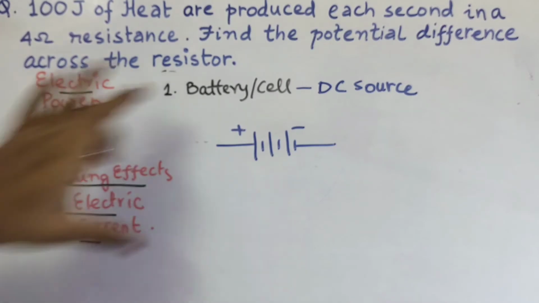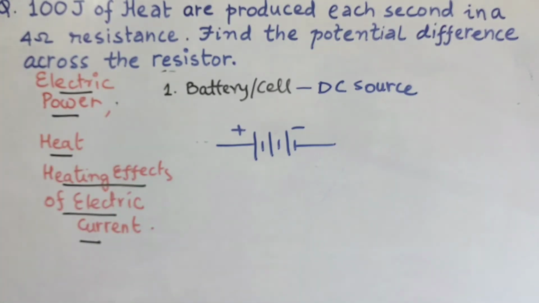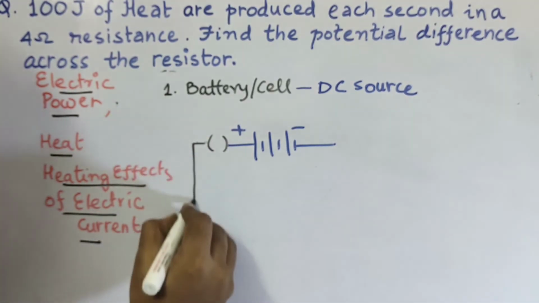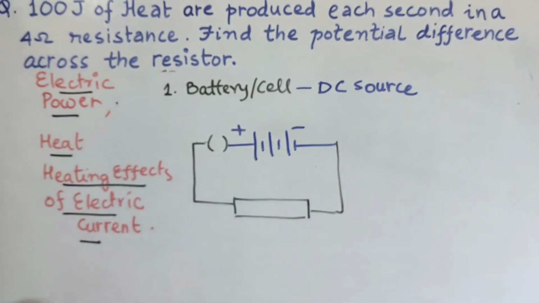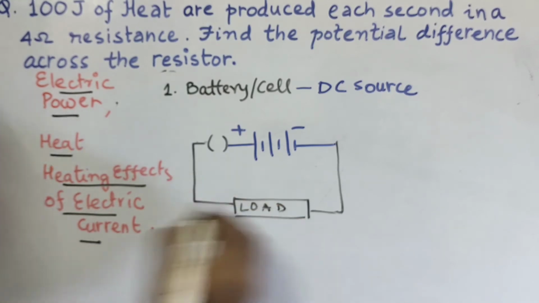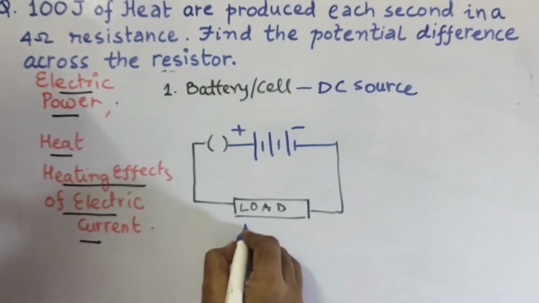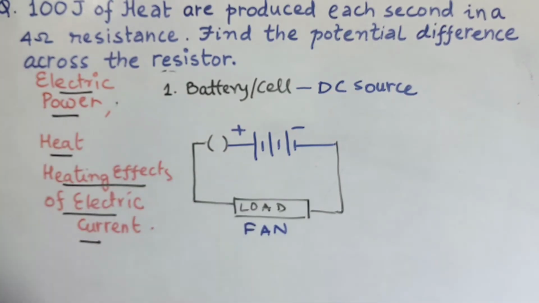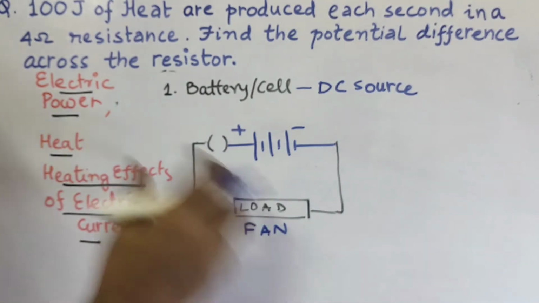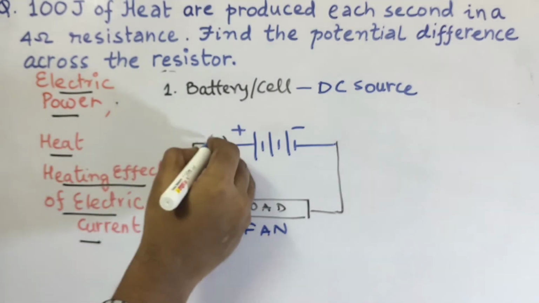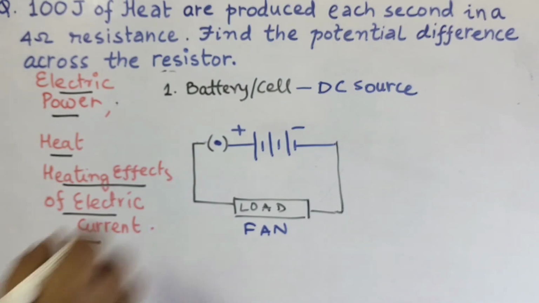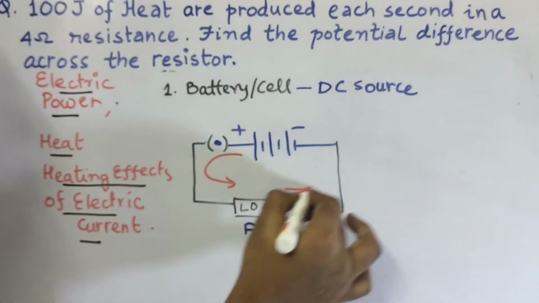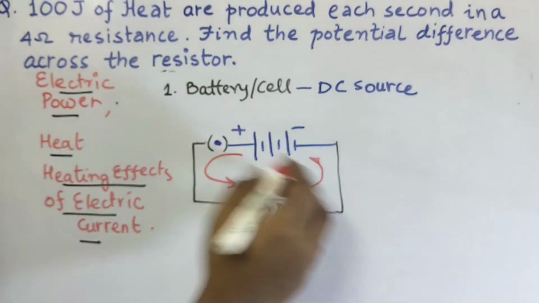So let us discuss with a battery cell. When I keep a battery cell inside a circuit, let me take one load here. Load is nothing but any electrical appliance which I am connecting to the circuit. Let us take the example of a fan. Let us say I have connected a fan to the circuit. As soon as I turn on the switch, what would happen? Current will start flowing through the circuit, right? This is the direction of the current, positive terminal to negative terminal.